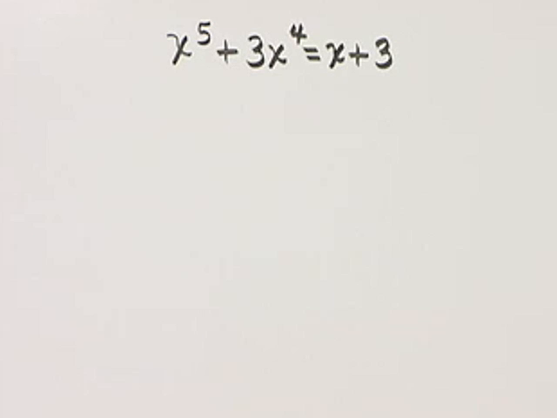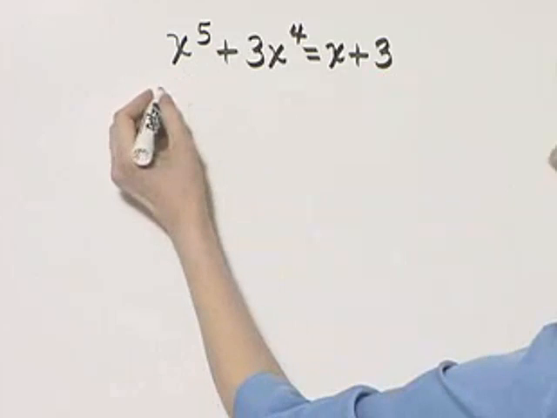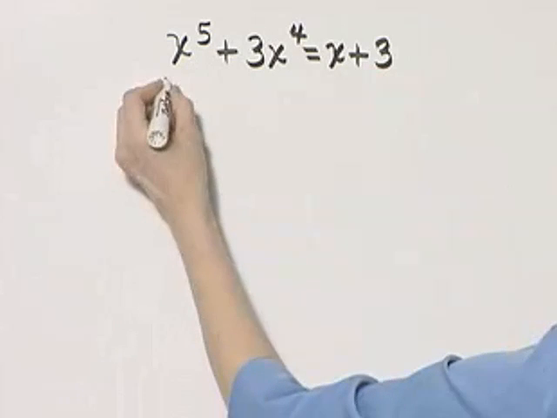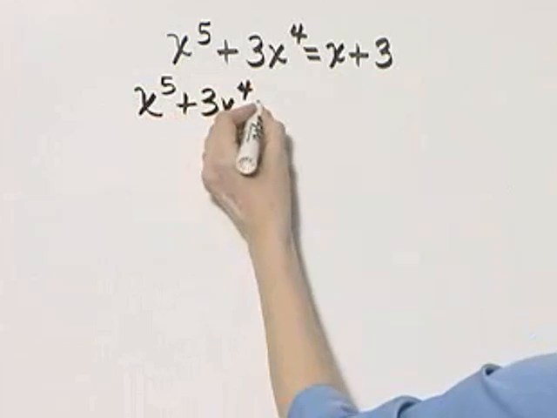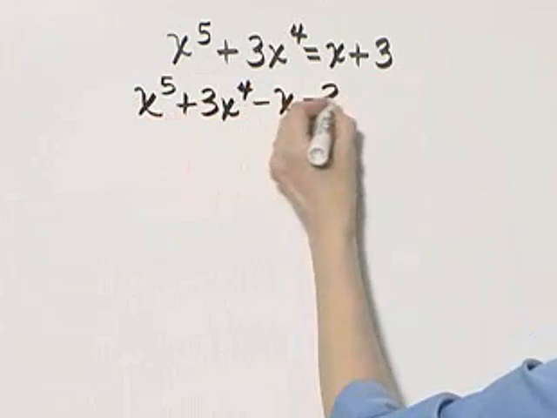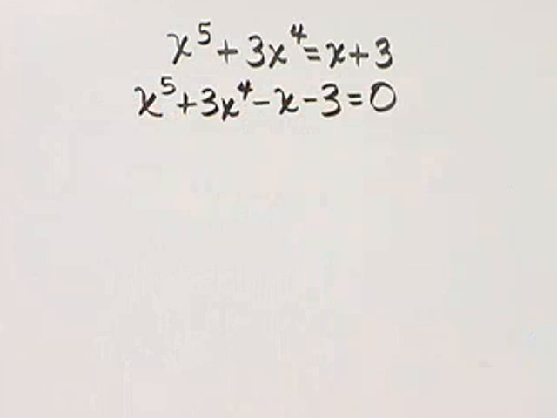We'd like to solve this equation. Let's move everything to one side, put it in standard form. That would be x to the fifth plus 3x to the fourth minus x minus 3 is equal to 0. Notice I have a 4-term polynomial, so we will hope that it factors by grouping.